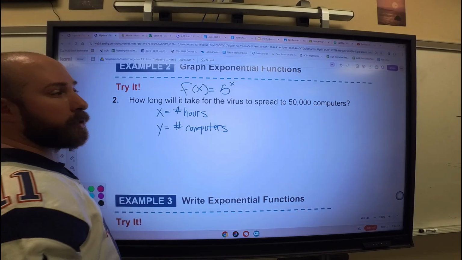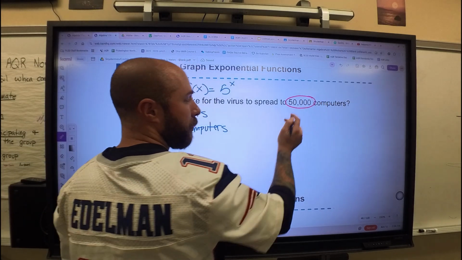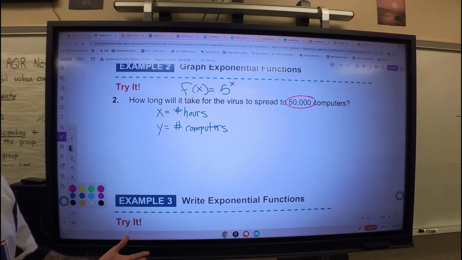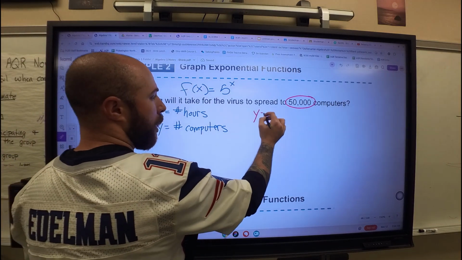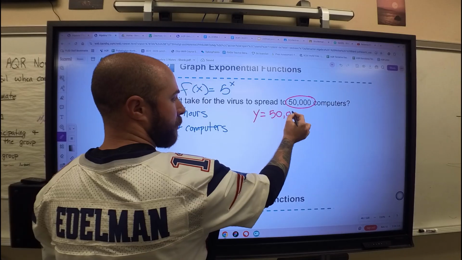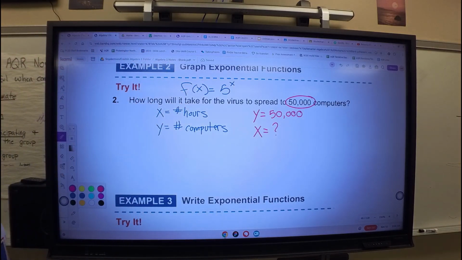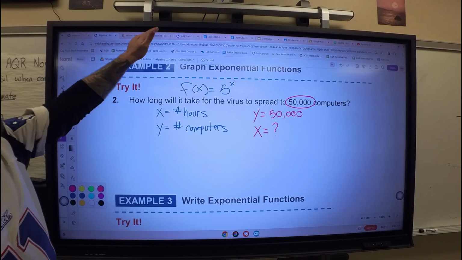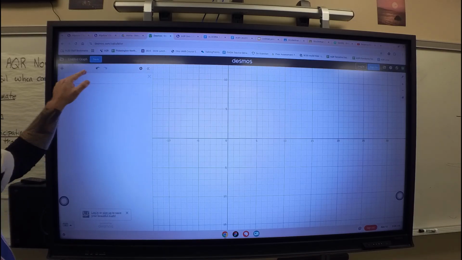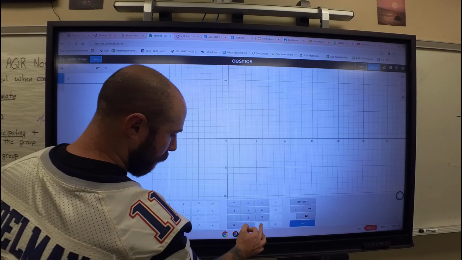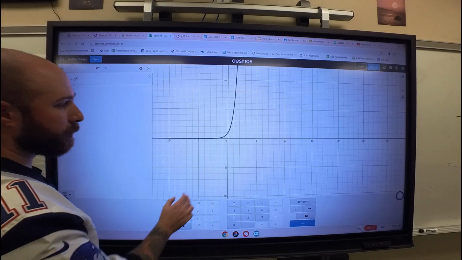So we're going to use Desmos in order to do this, and it tells us, hey, at 50,000 computers, how long is that going to take? So it says y is equal to 50,000. What is x? That's what we're looking for. How long is it going to take? So let's use Desmos. Let's type in our original function of y equals 5 to the x.